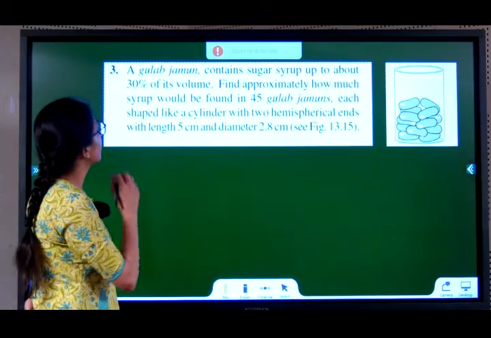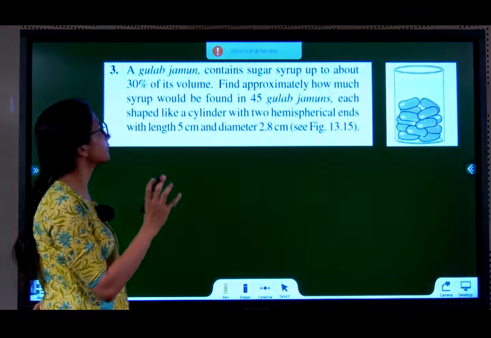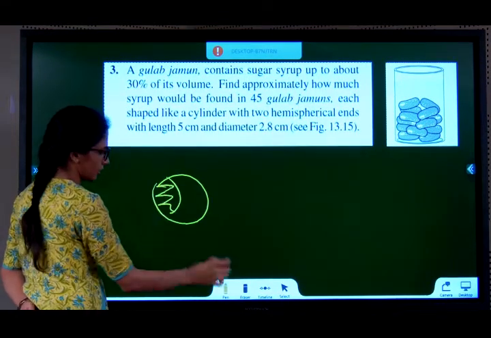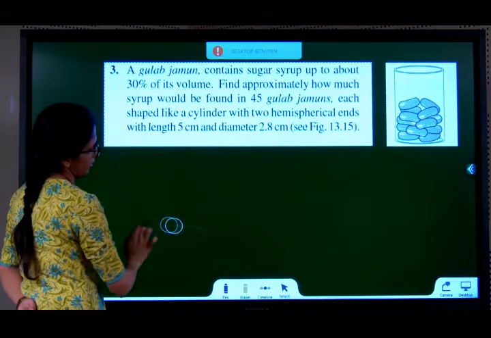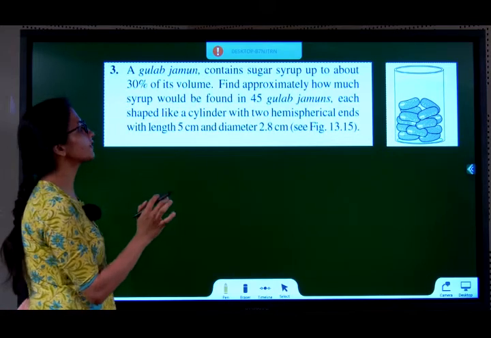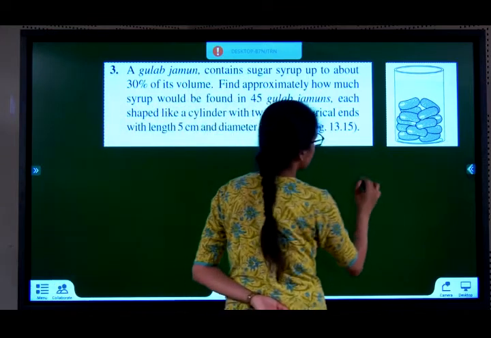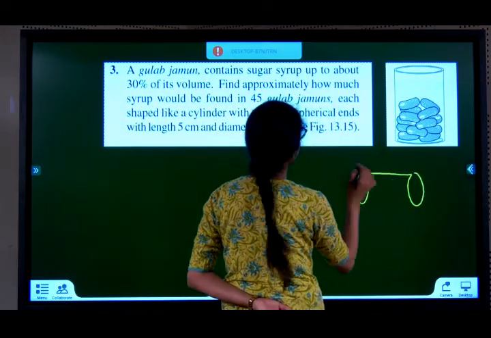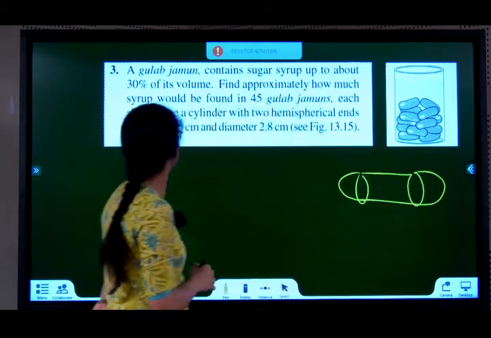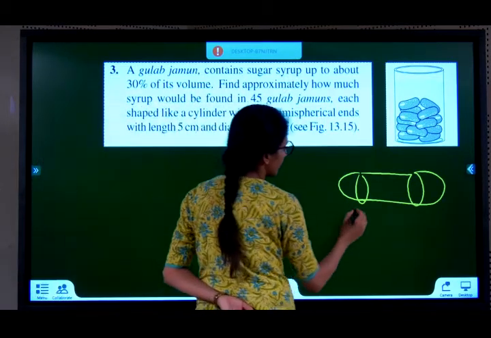Question 3. A gulab jamun contains sugar syrup up to about 30% of its volume. So if this is my gulab jamun, 30% of this is sugar syrup. Find approximately how much syrup would be there in 45 such gulab jamuns, each shaped like a cylinder with two hemispherical ends, with length 5 centimeters and diameter 2.8 centimeter.